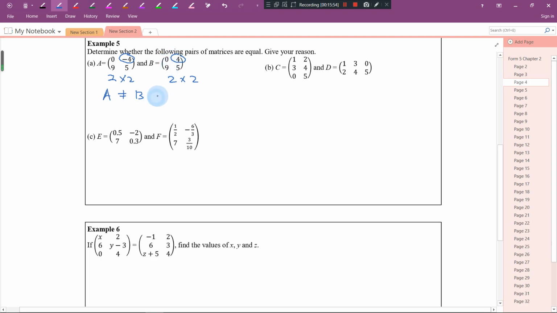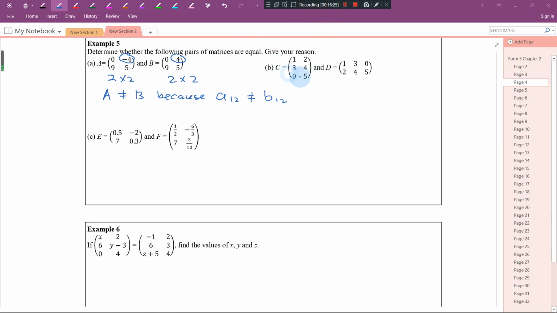You can write this way, because, how to mention this element? First row, second column, right? A 1 2, which is -4, is not equal to B 1 2. Corresponding element, they are not equal. That's why they are not equal matrices.